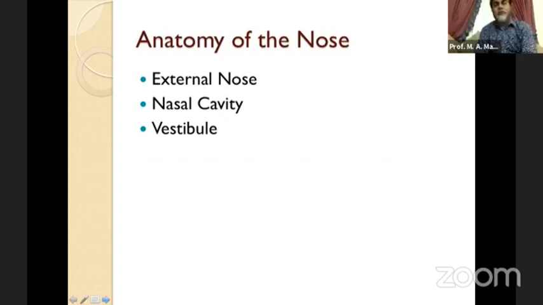Let us start with the anatomy of the nose. As you know, look at my nose. This is a triangular or pyramidal shape. For description purposes, we divide the nose into 3 divisions. One is the external nose, which you can see from outside. Another is the nasal cavity inside. And inside the nasal cavity, at the ala of the nose, is a skin-lined squamous epithelial lining with a hair-bearing area, and that is called the vestibule of the nose. So we divide the nose into three sections: external nose, nasal cavity, and vestibule.